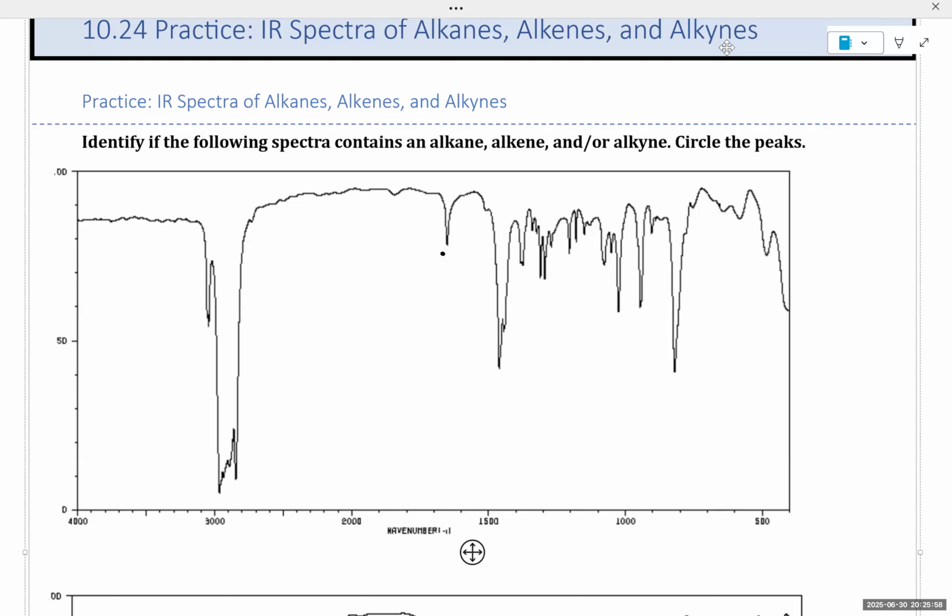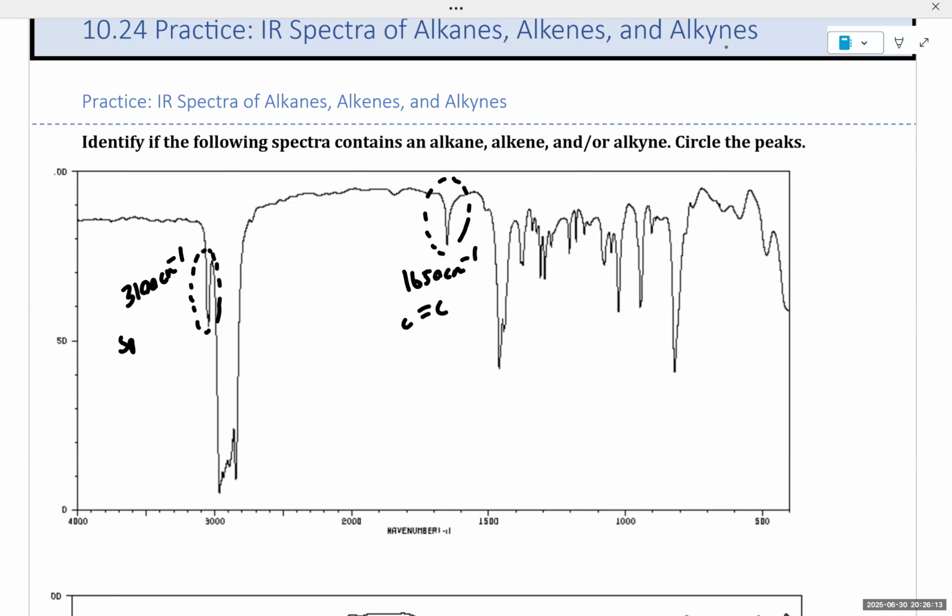Okay, so first and foremost, here is a peak at about 1650 centimeters inverse. This is a carbon-carbon double bond stretch. And we have a peak at about 3100 centimeters inverse, which corresponds to an sp2 CH stretch. So this supports an assignment that this spectra indicates that the compound contains an alkene.